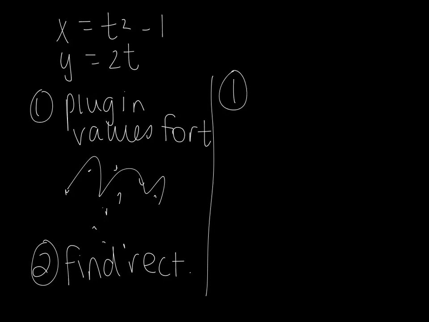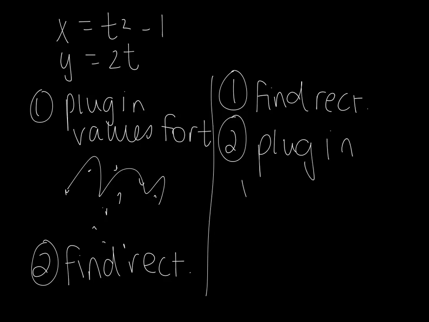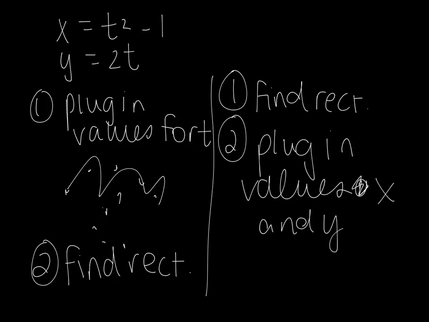Or you could find the rectangular version first and then plug in values into that, so plug in values for x and y, like normal. The better way to do it is the first way, which is why Glennon taught us to do it that way, because you can plug in values for t, get your curve, and then once you find the rectangular version of the equation, you can make sure that your given graph of points matches the rectangular version you find. So it's kind of an automatic built-in check for yourself.